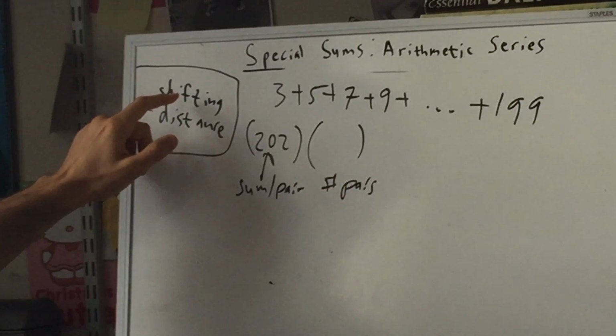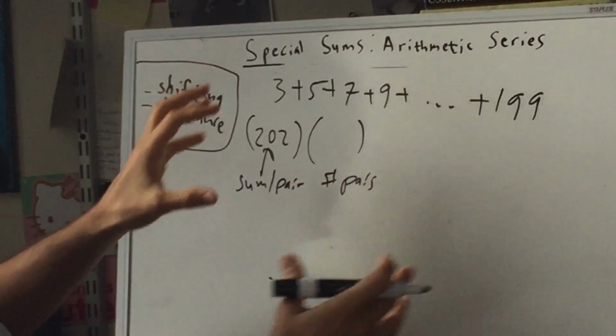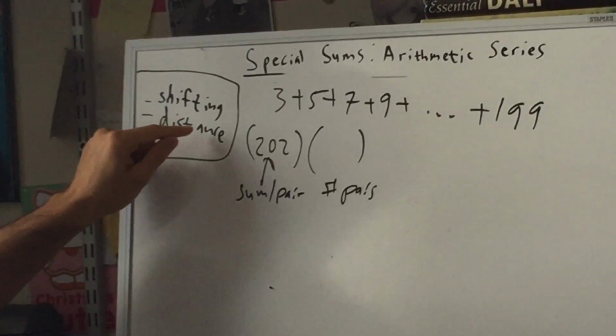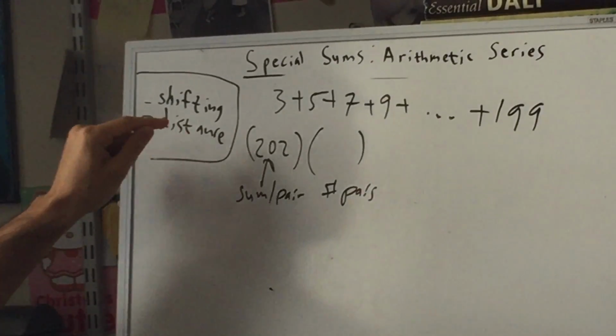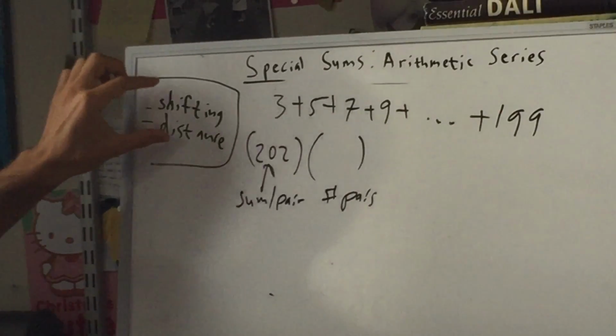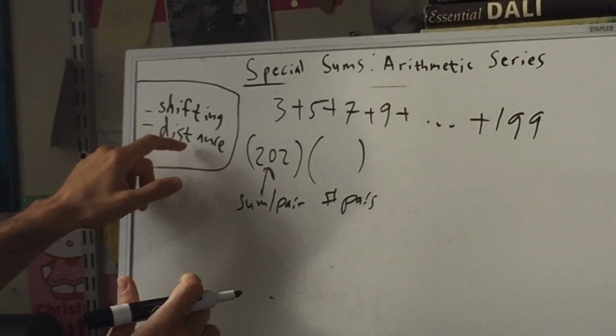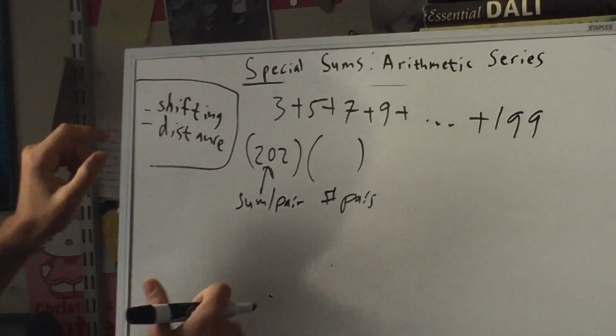So the shifting method is going to be a little more involved, but it's going to give you a good understanding of what's going on. The distance method is a little faster. So a lot of people prefer the distance method. I think you should know both, but it's fine to have a preference. So just know you'll probably likely use the distance, but be aware of the shifting method.